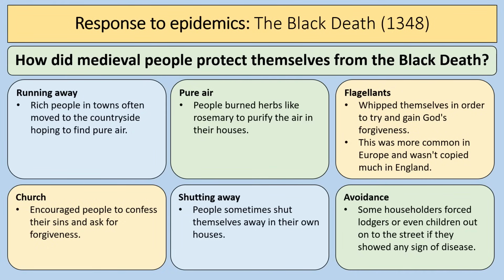Some people shut themselves away in their own homes and kept themselves isolated. There wasn't really a proper system of quarantine during that time, although that was done in some European countries like Italy, for example. And avoiding other people, so some householders forced lodgers or even children out into the street if they showed any signs of the disease. So some awareness there about how the Black Death could spread from person to person.